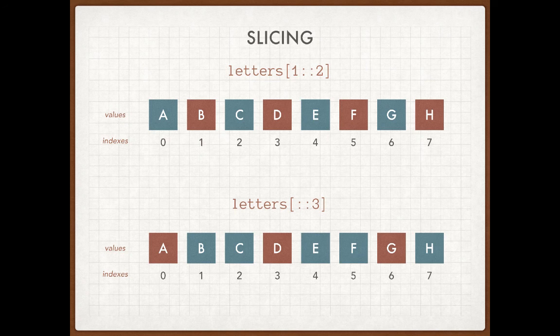You can even do the math really quickly if you want. That's going to be 0, 3, 6, 9. 9 fell off the end of the list, so we don't have a 9. So I'm going to take 0 and 3 and 6, which is A and D and G.